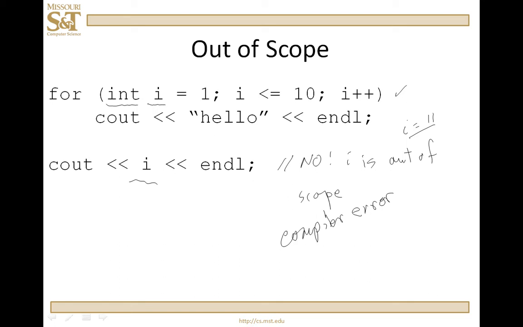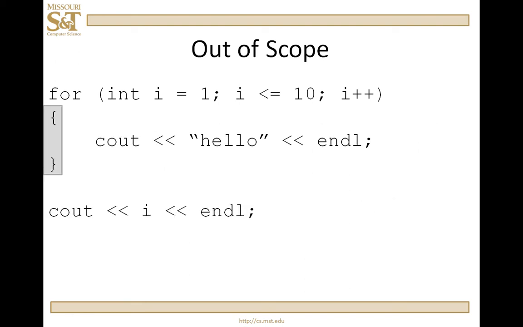Now, if I had enclosed this inside curly braces, again, formatting put aside, because of course the compiler doesn't look at formatting. Now, this cout statement is inside of the for loop, and I does exist. But that's not the case in the original example.